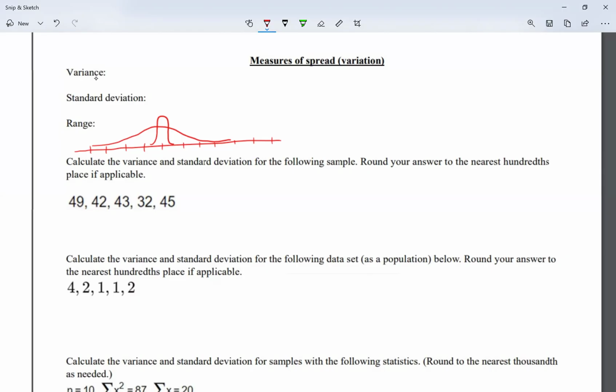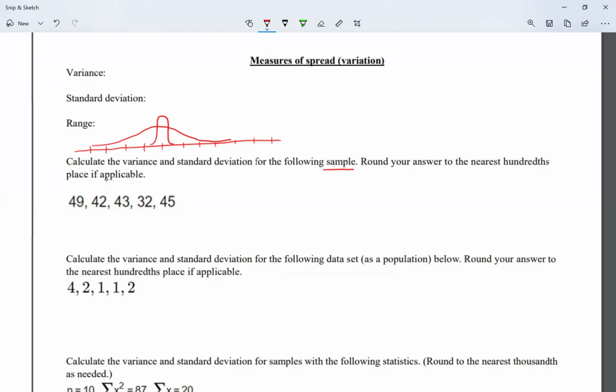Now, for our information, we're going to be using Excel. You can use Google Sheets, but I want to use this because they are calculators themselves. So this first example: calculate the variance and the standard deviation for the following sample. Very important here, I'm going to emphasize, I'm looking at the sample. We're going to round your answer to the nearest hundredths place if applicable.